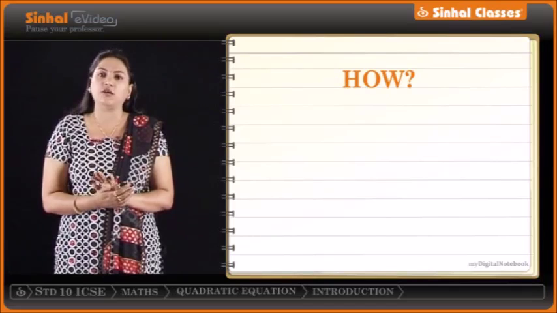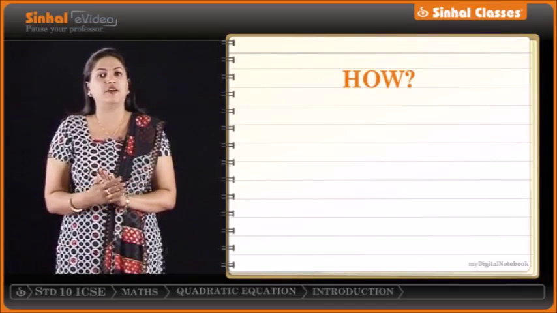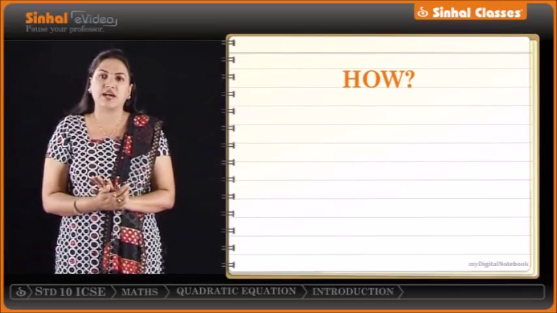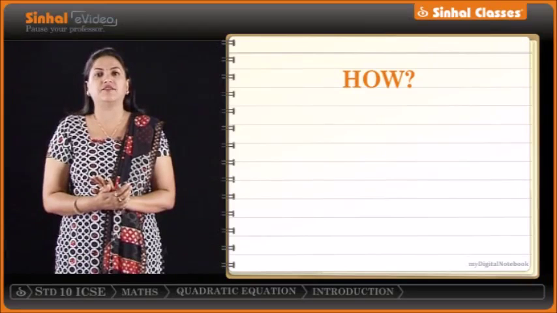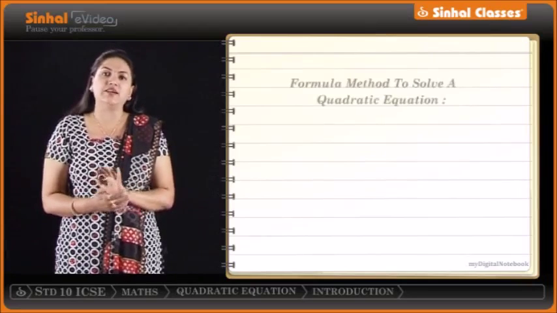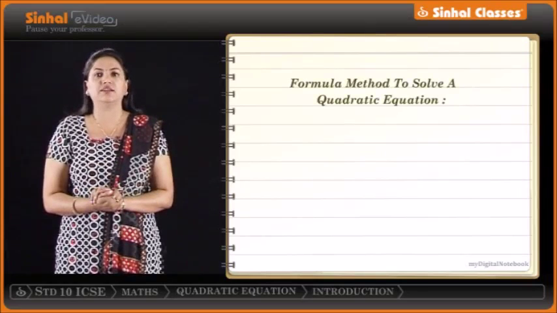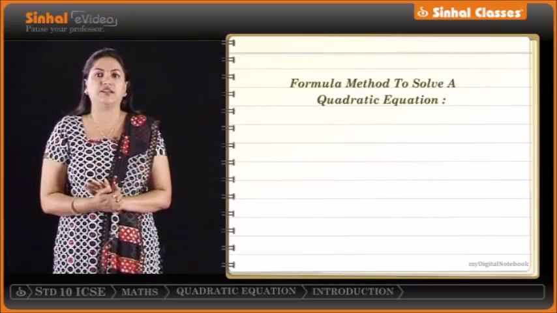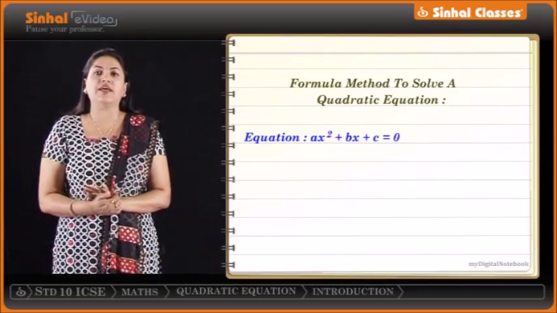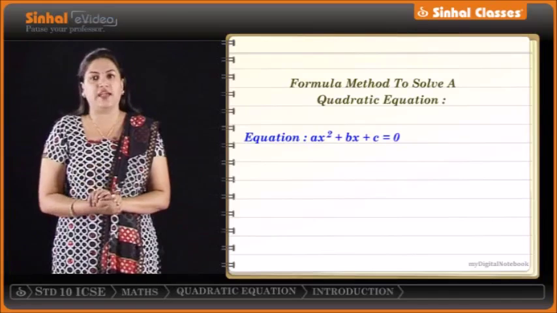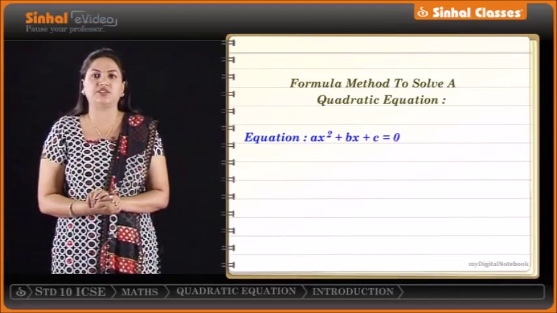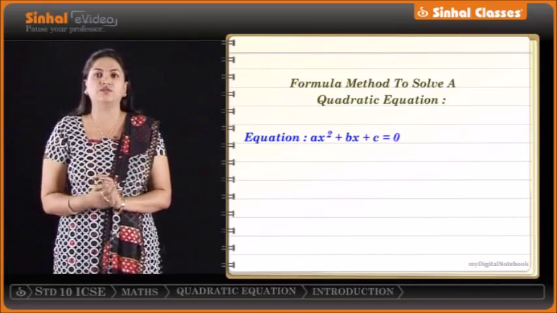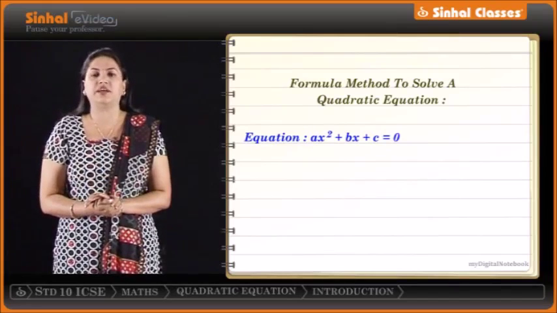But it is not always possible to solve by this method. So in such cases, we'll be using the formula method. Now let's look at the formula method to solve a quadratic equation. For any standard quadratic equation, ax² + bx + c = 0, there will be two values of x which satisfy the equation. These two values are called the roots of the equation.